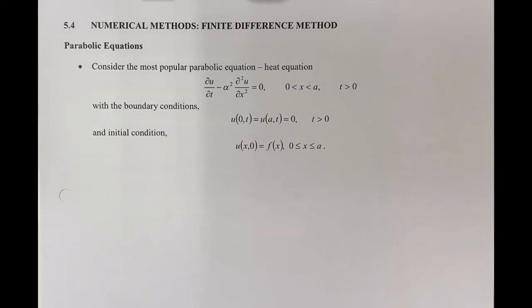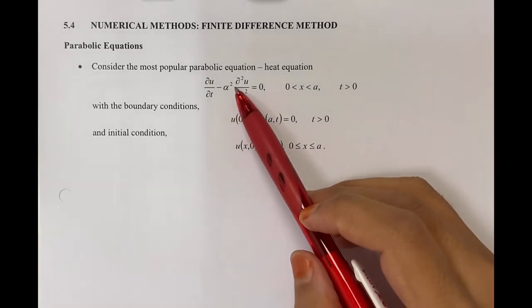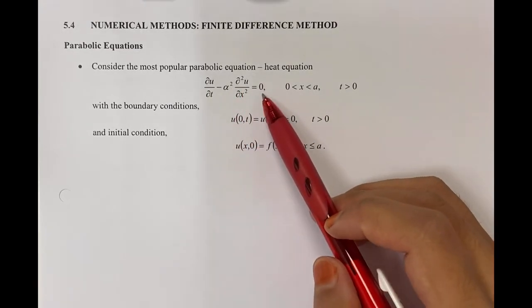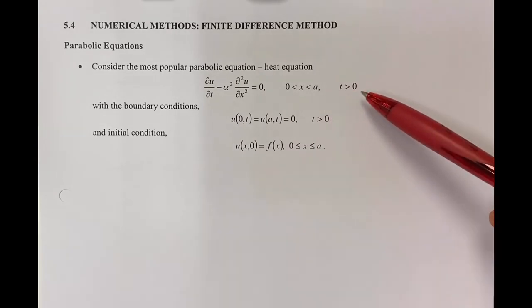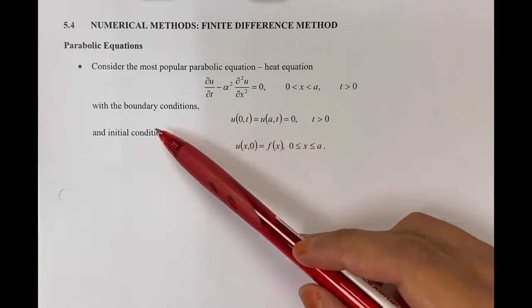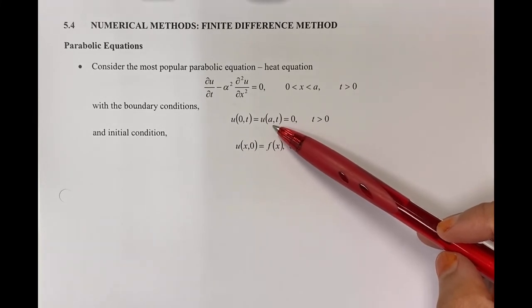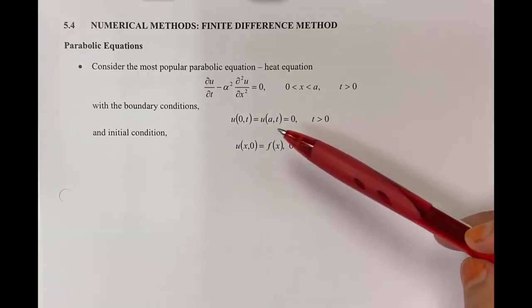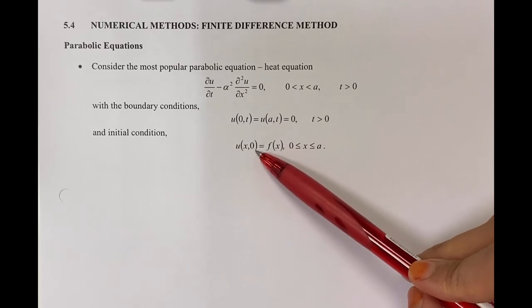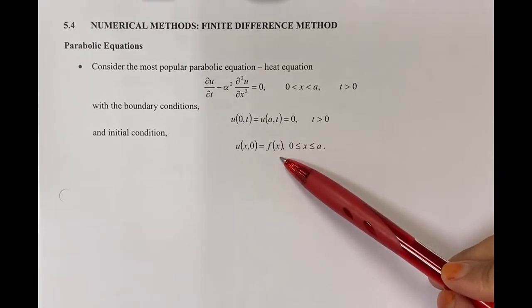5.4.1, we have parabolic equations. So consider the most popular parabolic equation, which is the heat equation. You have del u over del t minus alpha square del square u over del x square equal to 0 with interval x and t. Okay. With the boundary condition, when x equal to 0 and x equal to a, it is equal to 0. And initial condition, when t equal to 0, it is equal to f(x).